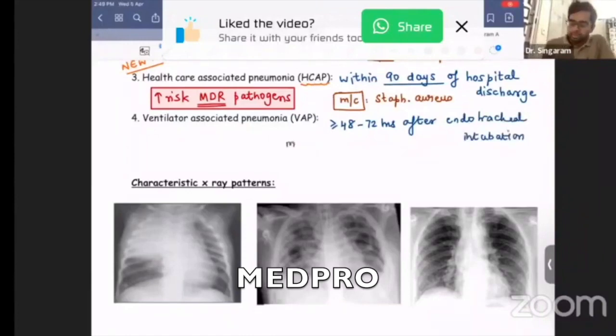Here, the most common organism is slightly controversial also, but I will go according to what is given in most of the texts. It is Pseudomonas.